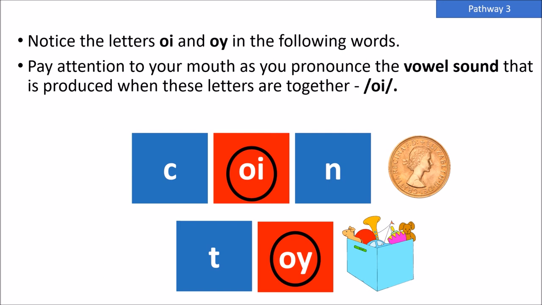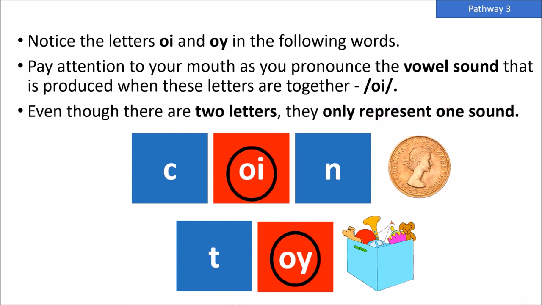The first word is coin. K-oi-n. Coin. The second word is toy. T-oi. Toy. Even though there are two letters, they only represent one sound.